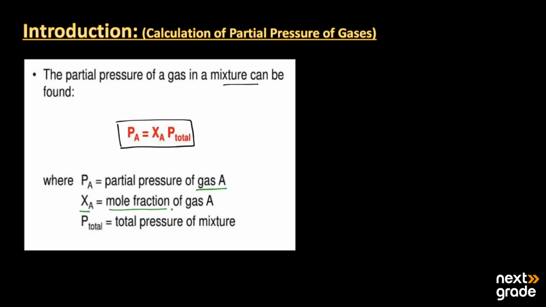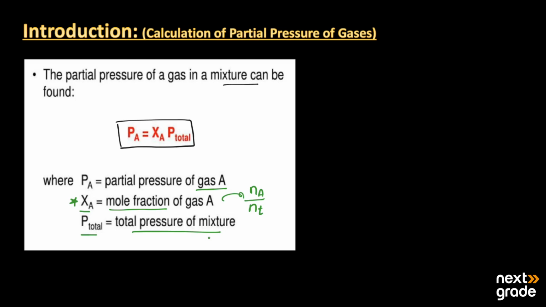And how can we write the mole fraction? We can write the mole fraction as the number of moles of A over the total number of moles of the gas. So Na over Nt is the mole fraction, which is denoted by X, and P total is the total pressure of the mixture of the gas. What is the total pressure that has been exerted by the mixture of different gases?